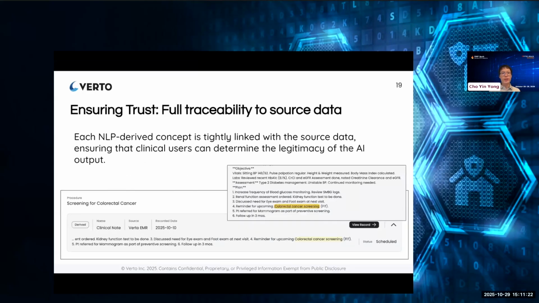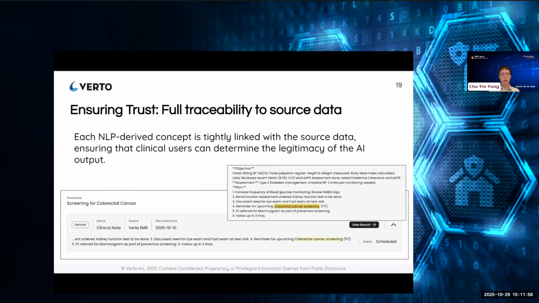Most importantly is ensuring trust, ensuring that clinicians trust the output. One of the most important pillars of executing healthcare AI is the full provenance or the full traceability to source data. We ensure that each NLP-derived concept is tightly linked with the source data. So clinical users can always go back based on our prediction to determine the legitimacy of our AI output.